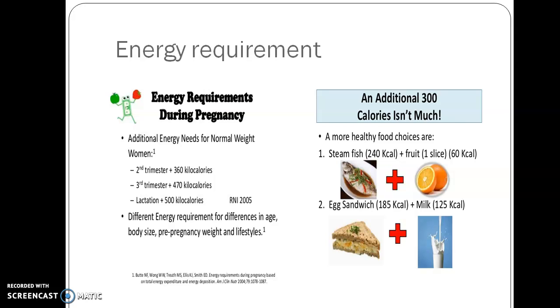If you consume a piece of steamed fish and one fruit slice of 60 kilocalories, you will have about 300 calories which we require in addition. If it is an egg sandwich, about 185 kilocalories is got from it, and also a glass of milk supplies 125 kilocalories. So that will supply your healthy choice of 300 calories.